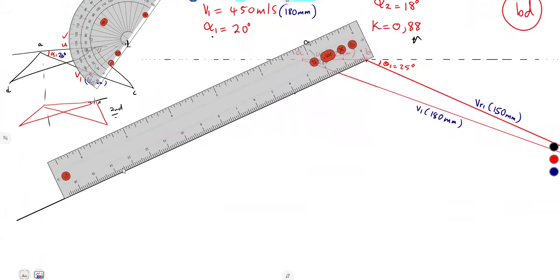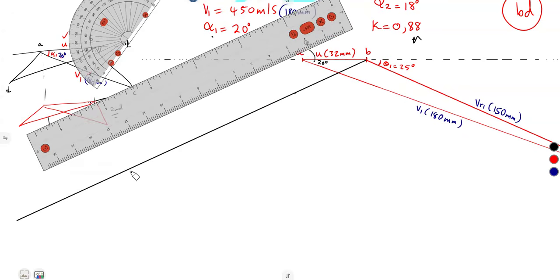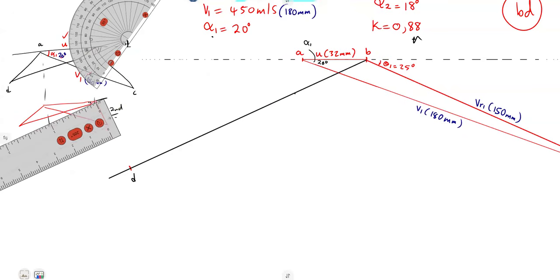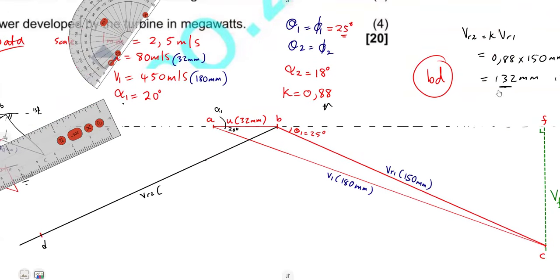All right, so 13.2 is somewhere here. That's 132 millimeters. So that's where you're going to have the point D, from B to D. That is how it was going to look like. All right, so that's our VR1, then VR2. So this is our VR2, which is 132 millimeters.